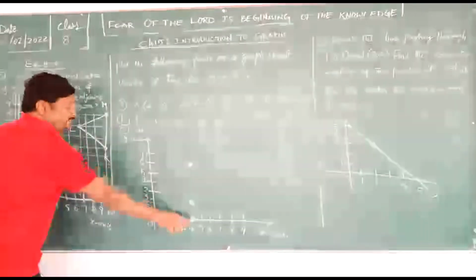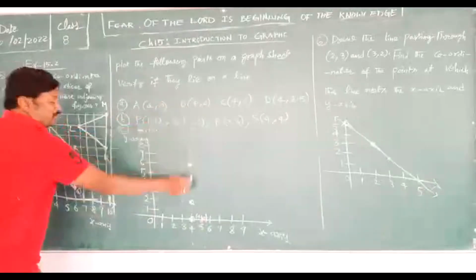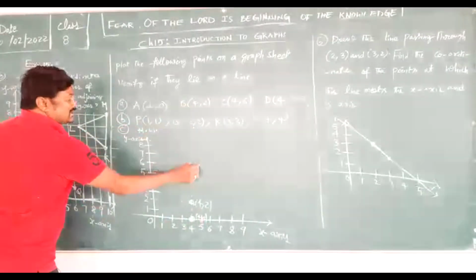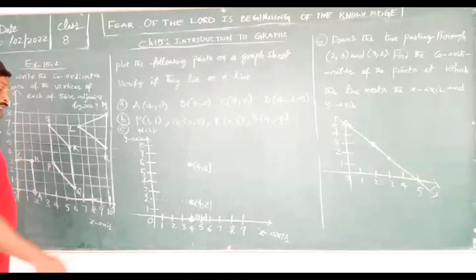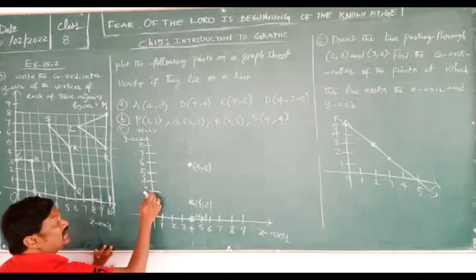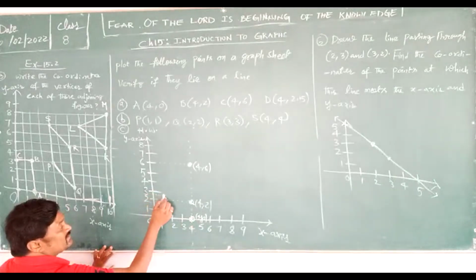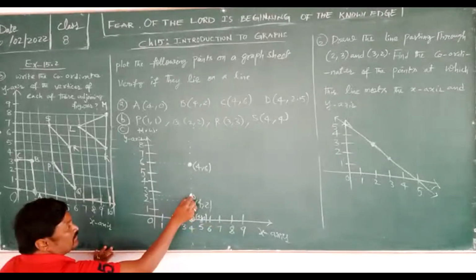And next, you can check this part. First 4 comma 0, this is your 4 comma 0. If you want, I'll write 4 comma 0 here. Next one 4 comma 2, this is 4 comma 2. Next one 4 comma 6, 4 comma 6. Next one 4 comma 2.5. So now 4 is here, and 2.5 means between 2 and 3, so I mark the middle point. Here you are going to get a line.